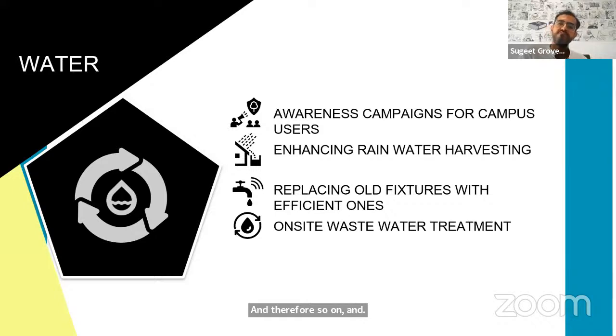Now, let me come to water, and if people can answer amongst 1, 2, 3, or 4, what are the strategies that most campuses are likely to adopt? Is it awareness campaigns for campus users? Is it enhancing rainwater harvesting? Is it replacing old fixtures with efficient ones? Or is it on-site wastewater treatment that people have chosen to adopt? So rather than giving 3 answers out of the 4, let's stick to maybe 1 or 2 answers.